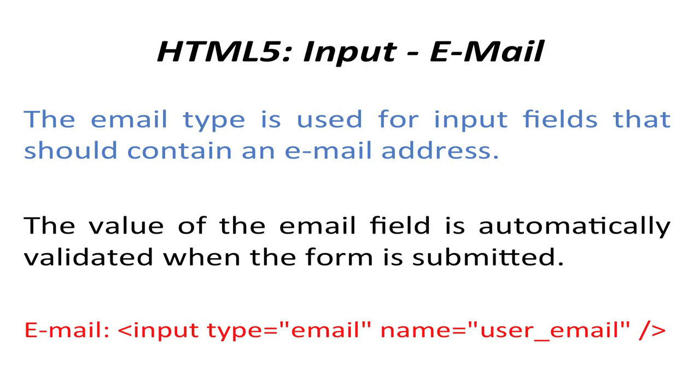The email type is used for input fields that should contain an email address. The value of the email field is automatically validated when the form is submitted. Suppose we type a wrong email ID, it will automatically validate it and alert us that we are writing the wrong one, or otherwise it will accept the input. For example, input type equals email, name user email. So this is the variable name. This is the example.